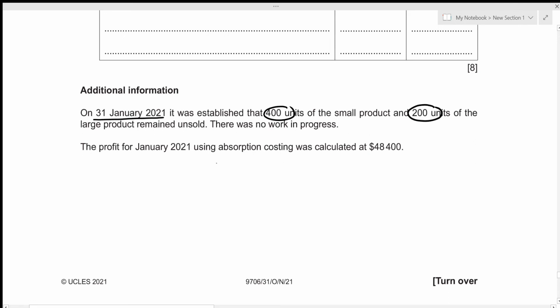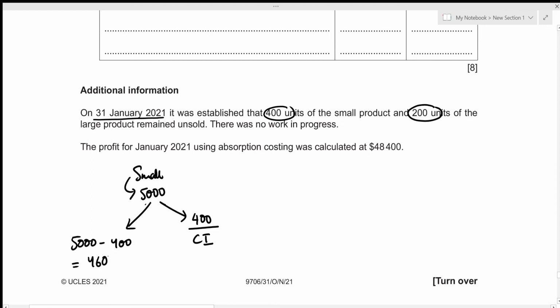Okay, so what we know is that for small units, we had the total units of 5,000. And out of these 5,000, 400 units remained unsold, which means that 400 will be the closing inventory. Then if out of 5,000, 400 still remain with us, it means that the remaining amount were sold. So the remaining amount is just going to be 5,000 minus 400, which is 4,600. So the amount of small sizes sold were 4,600.